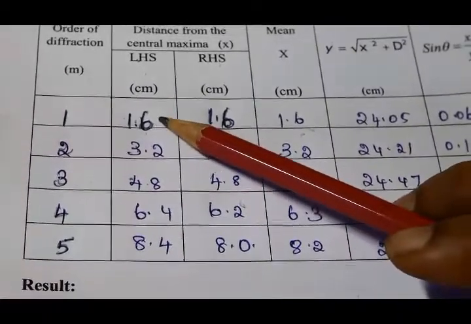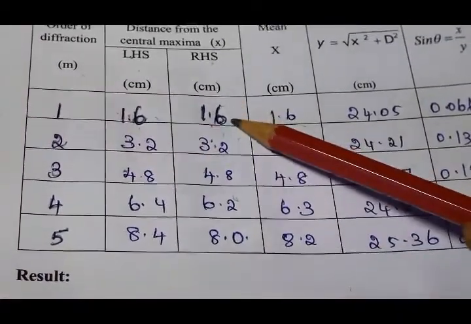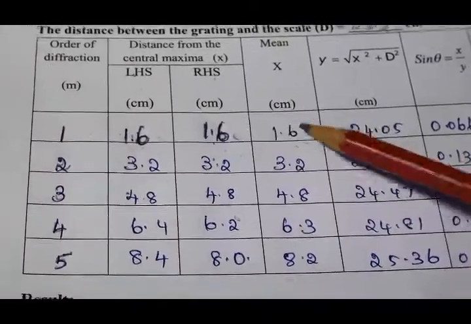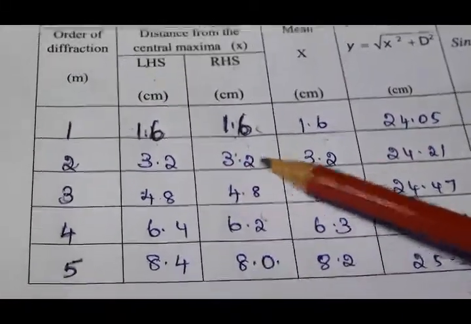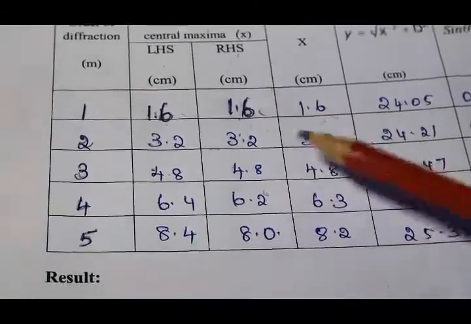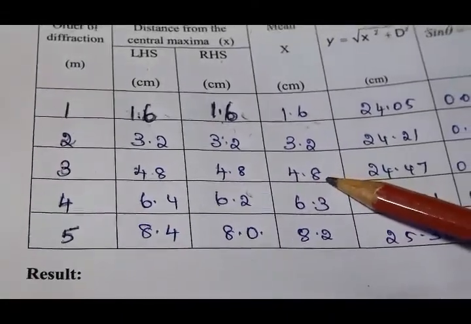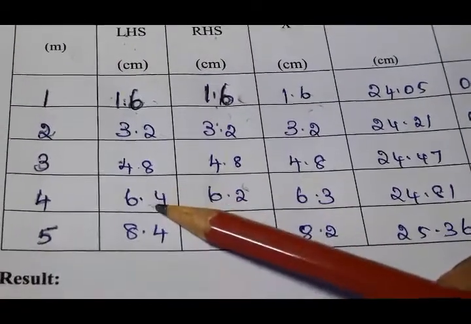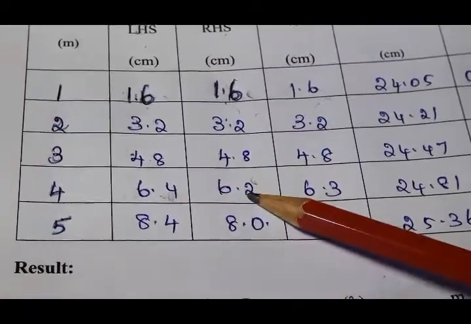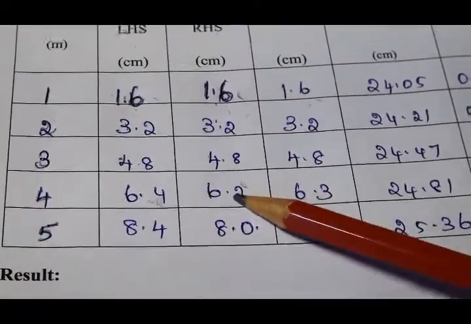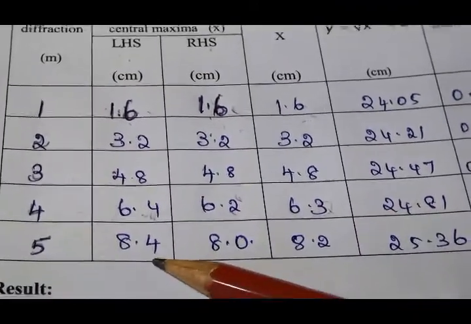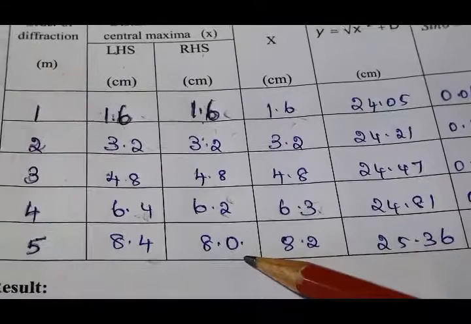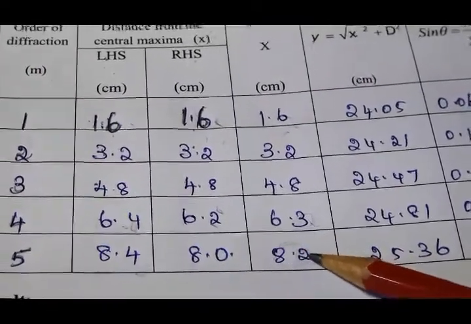Anyhow, I will repeat. Left order 1.6, right order 1.6, add and divide by 2, you will be getting the mean x. Similarly 3.2 and 3.2, here 3.2 itself is the mean, and for third order the mean is 4.8, and here you have left side 6.4 and right side 6.2. When you add and divide by 2, you will arrive at 6.3, and 8.4 left side and 8.0 right side, the mean value is 8.2.